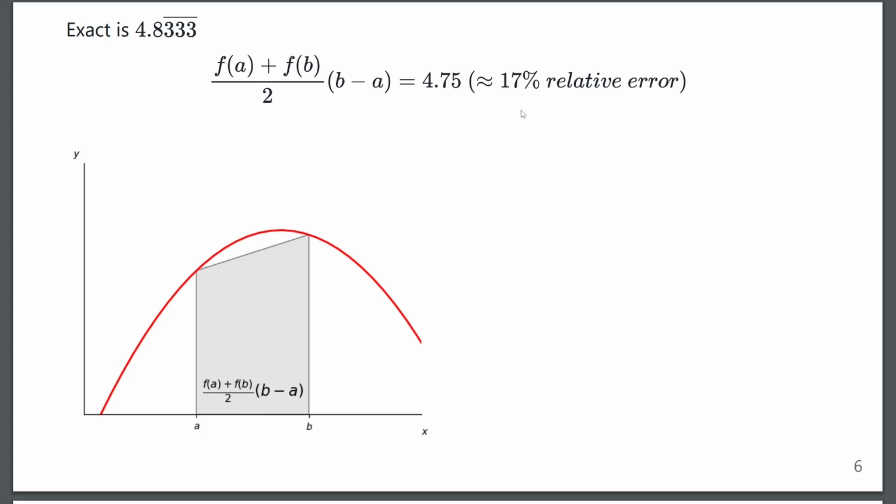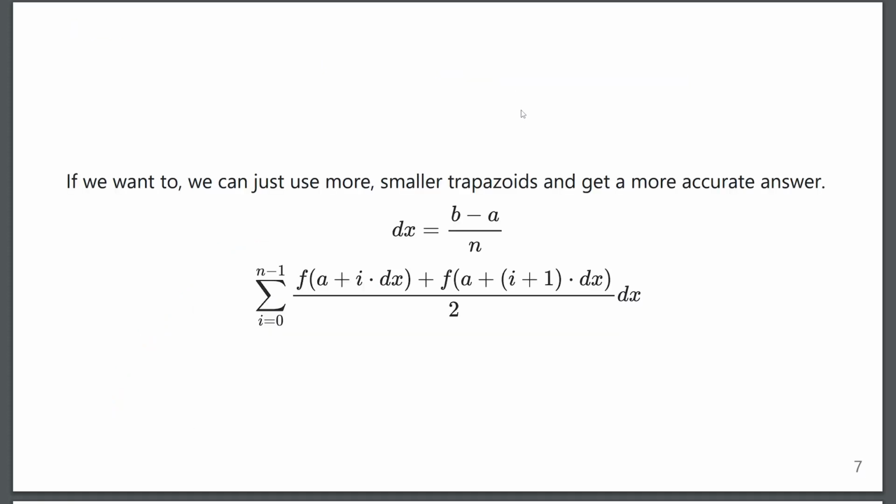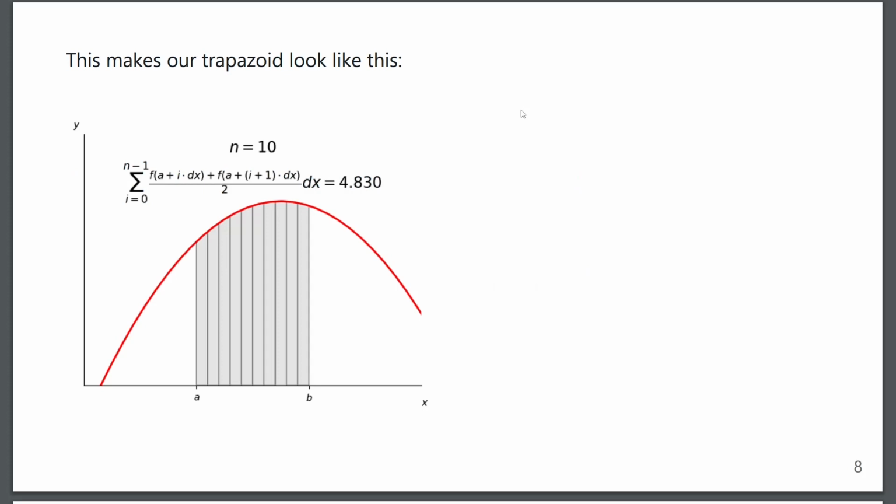So what if we want to get more accurate? Well, all we've got to do is split the same area into more trapezoids. Here's how it would be represented mathematically. If you want to do this as an exercise, you can actually program this in Python, and it's pretty straightforward to do. You can program this exactly as you see it here, and it comes out pretty straightforwardly.